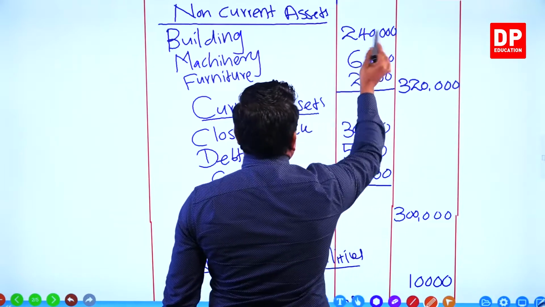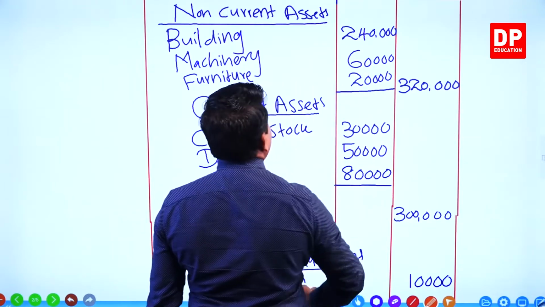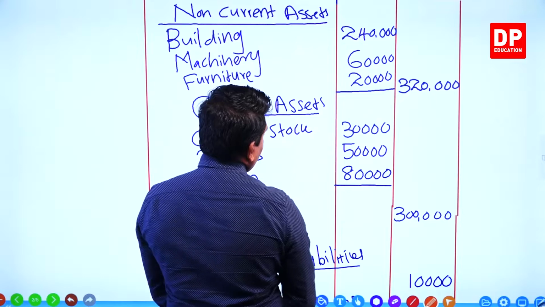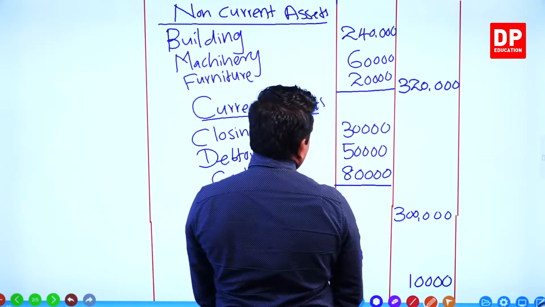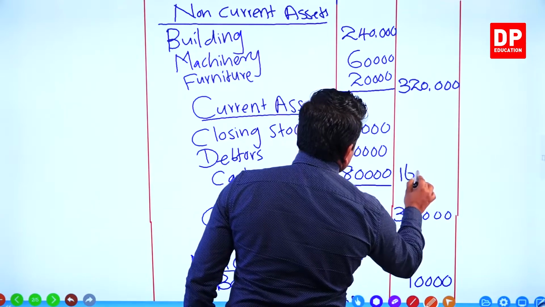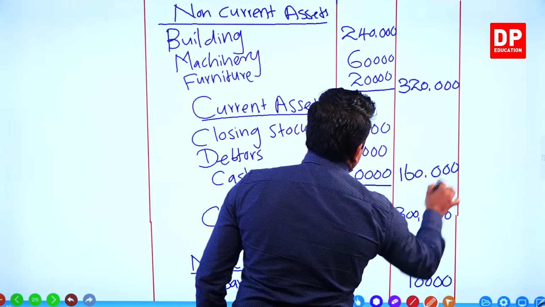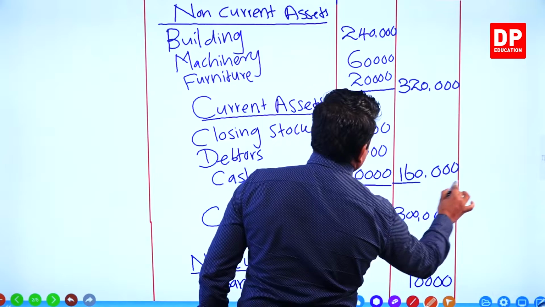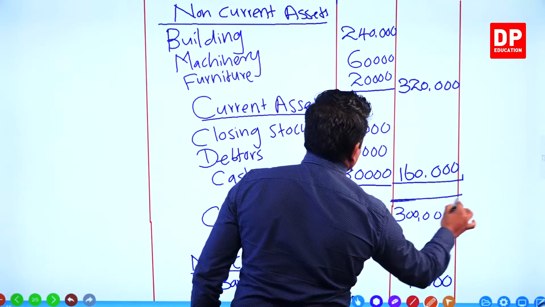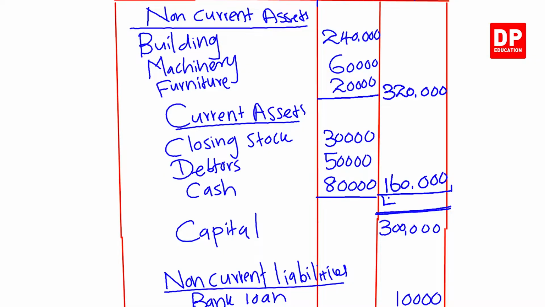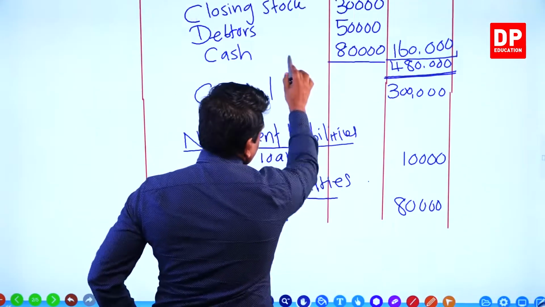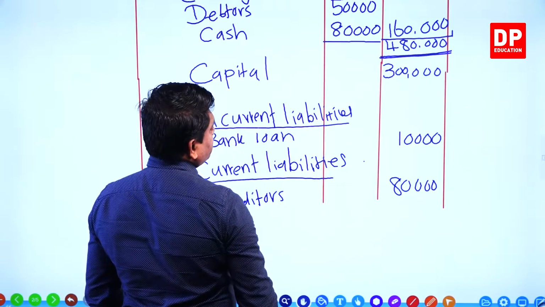240, 60 means these two 300,000 with this 20,000, 320,000, right? Then here 5 plus 3, 8. 8, 16, no? Then 160,000. Okay. Then what you do? You get the total of these two. 480,000. Okay. Right? Now, next details.